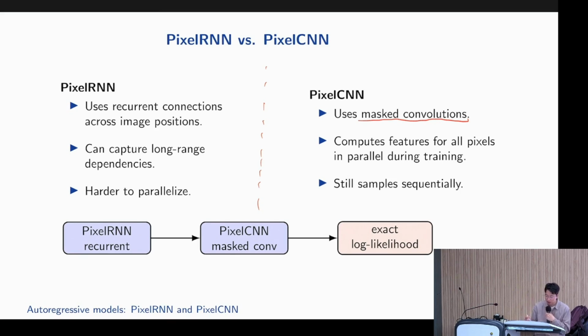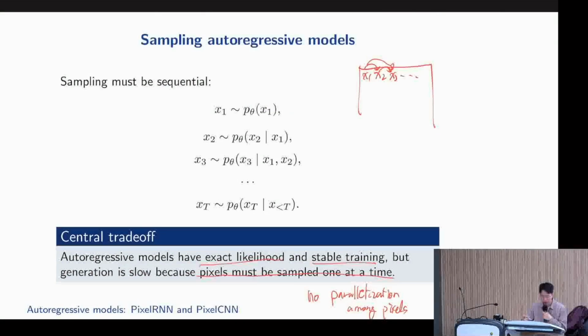But what's nice about PixelCNN is you can parallelize this during training. But what's the trade-off? Here, you now break this equality, because since you're going to use a fixed size convolution kernel with fixed height and width, you're going to have to clip how many variables you see.